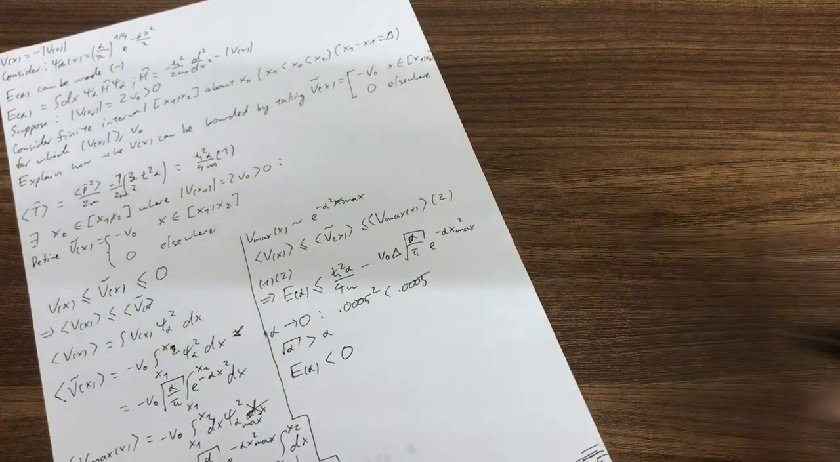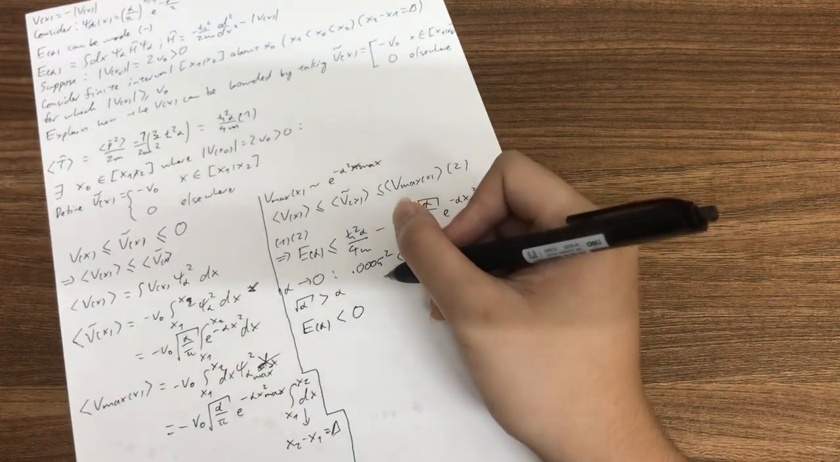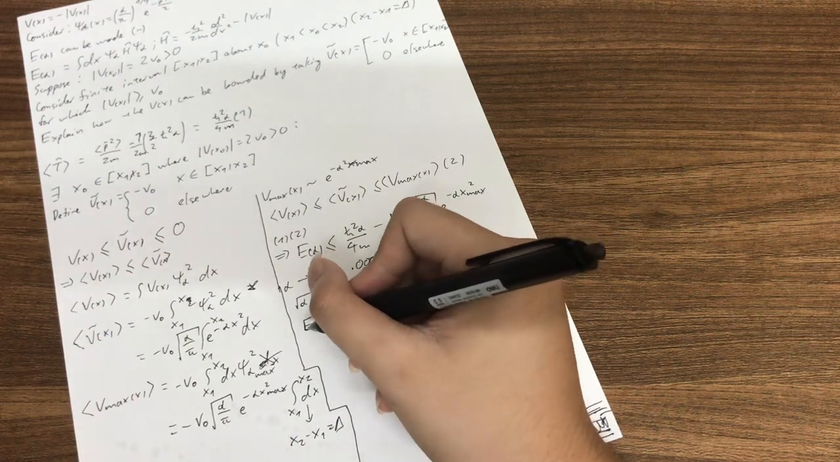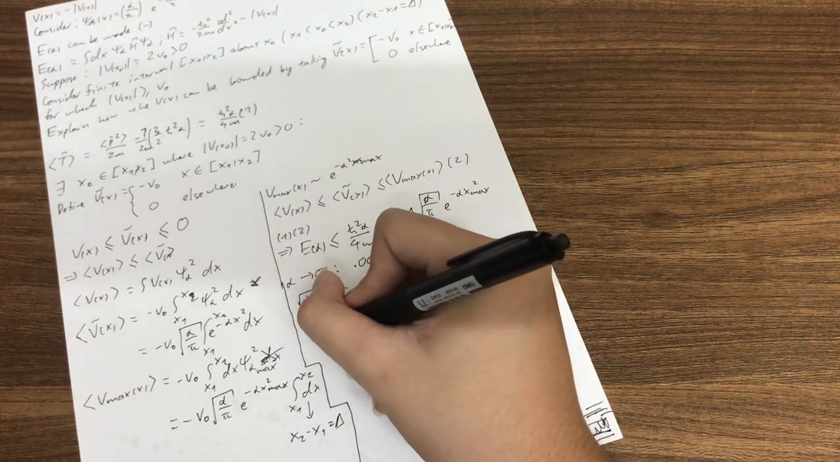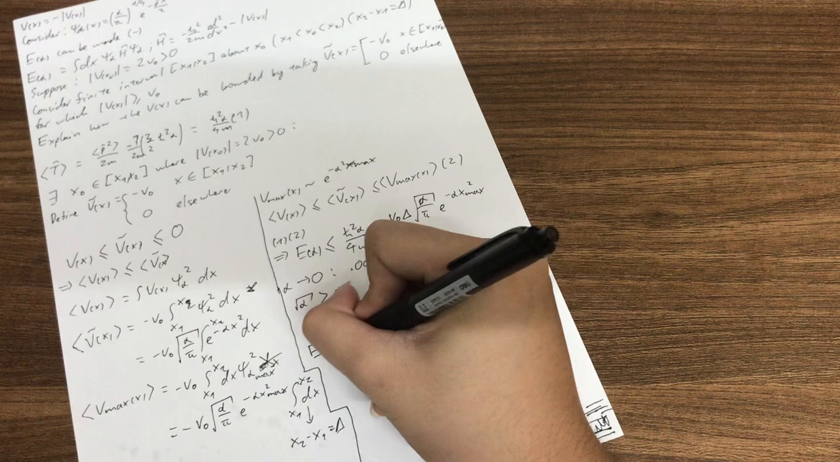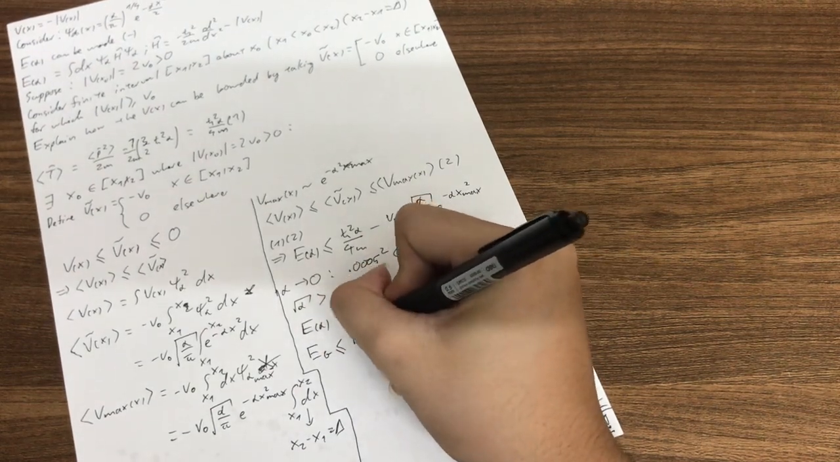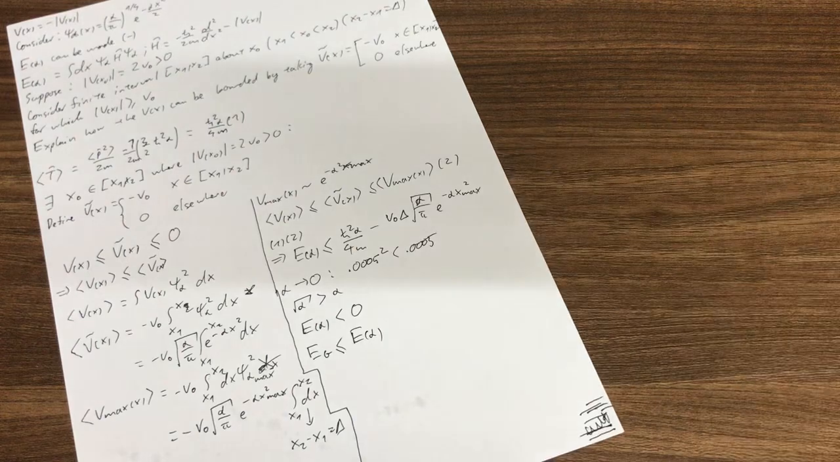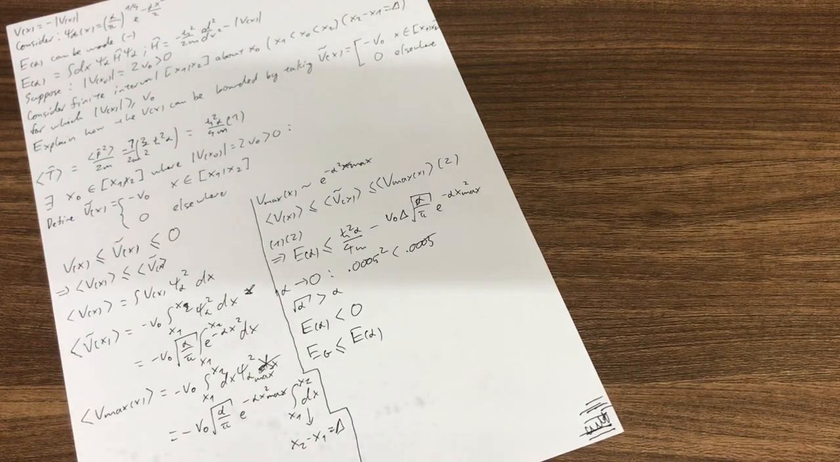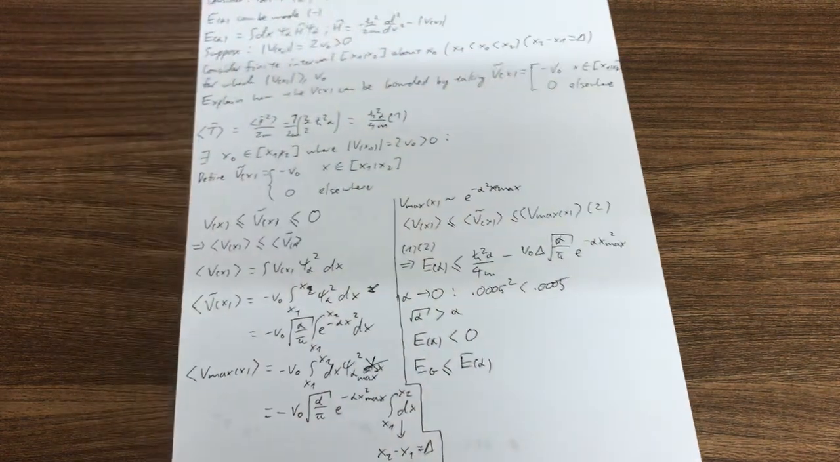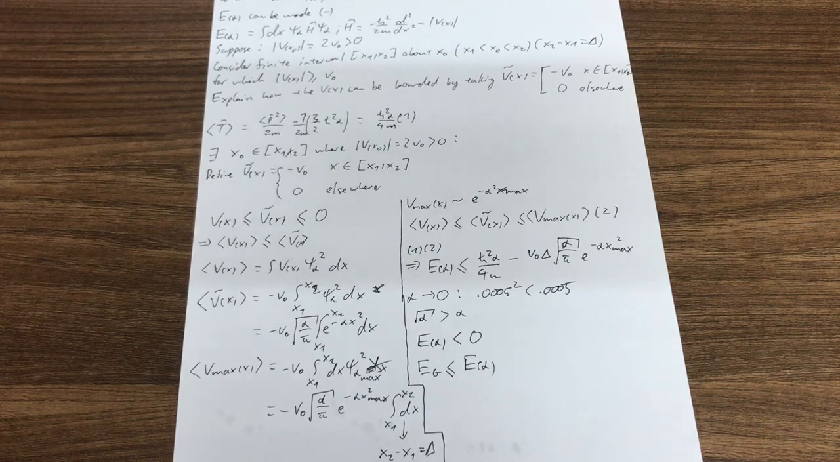Right. So with this, we can say that by the variational principle, our ground state energy, of course, has to be less than or equal to E of alpha. And therefore, what we need has been proven: any attractive potential has at least one bound state. Right. And that's it for today. Goodbye.